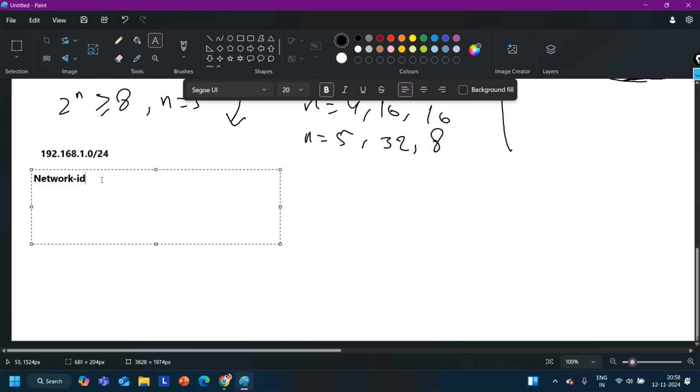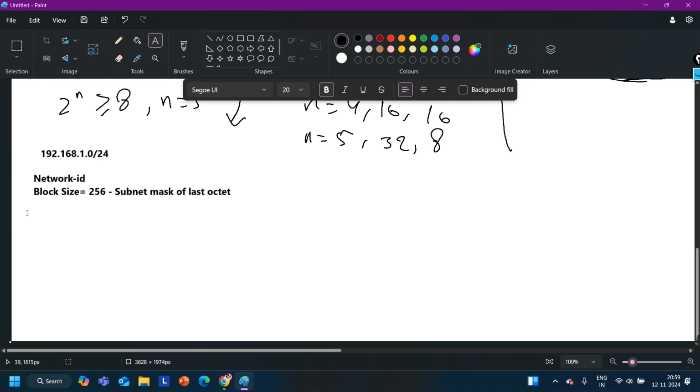So guys, to find the network ID, we have something called block size. The formula of block size is 256 minus the subnet mask of the last octet. Right? So as you know, if I need to divide this network into two parts, that means I need to borrow 1 bit.